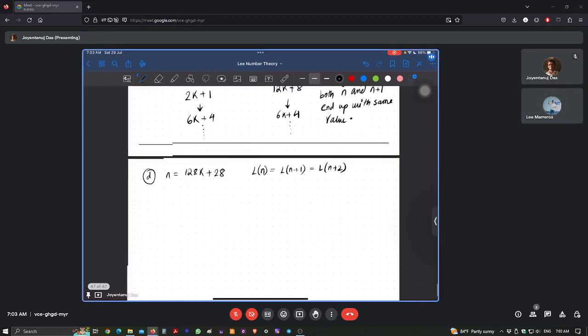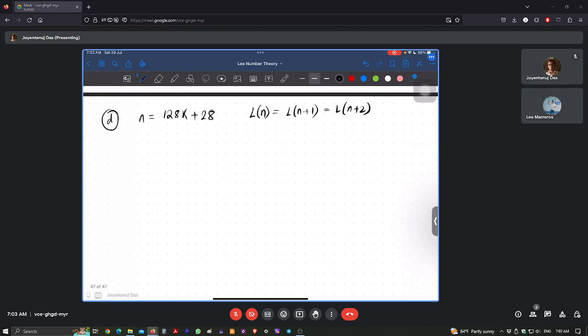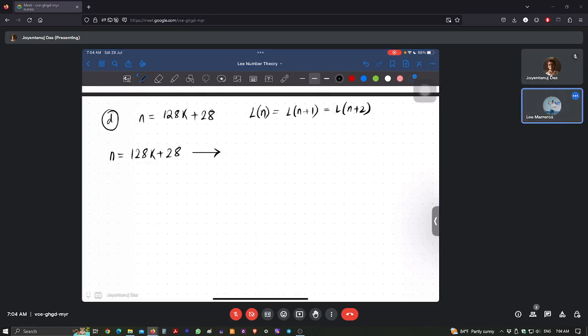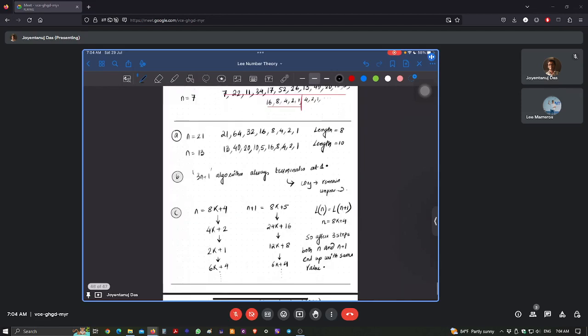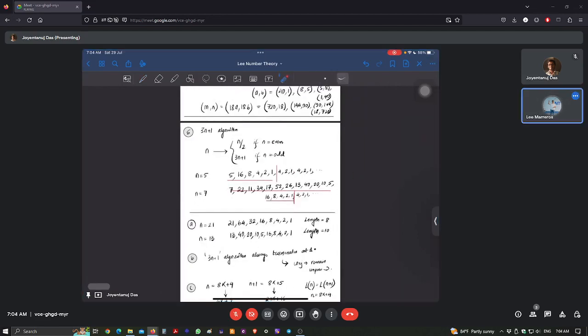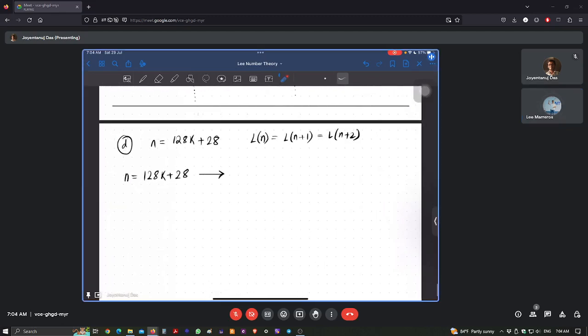So we have to apply the 3n plus 1 algorithm. Let us see what happens. Suppose I am starting with n, 128k plus 28. It is even, so it will get divided by 2. If you remember the algorithm, if it is even, you divide by 2. If it is odd, 3n plus 1. So what will be the next step?